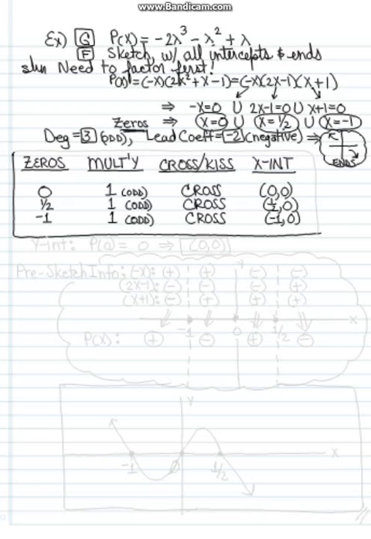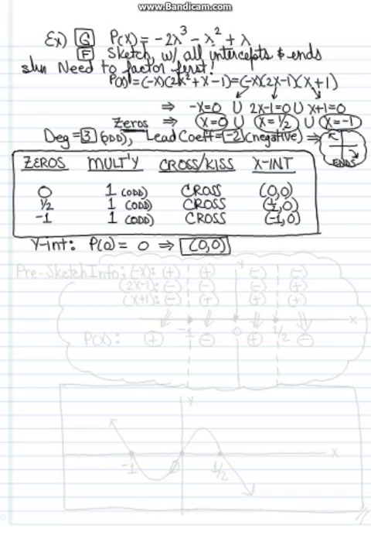Let's find the y-intercept by evaluating p of 0. The y-intercept is equal to, let x equal 0, you'll get p of 0 equals 0. So the ordered pair 0, 0 is our y-intercept.